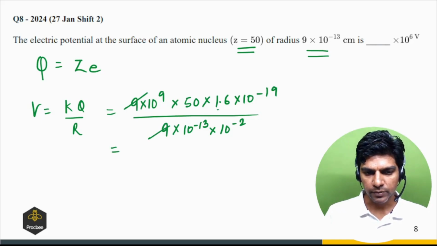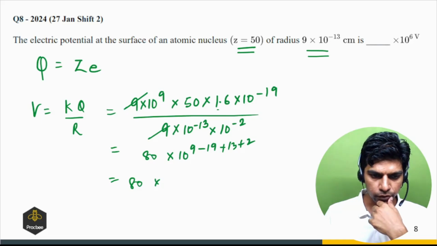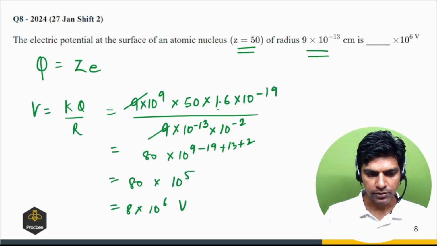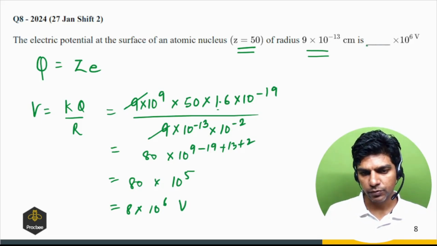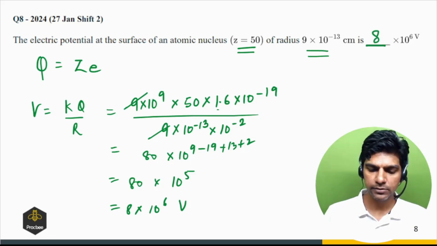So 16 times 5 is 8, so this will be 80. 80 times 10 raised to power 9 minus 19 plus 13 plus 2. So this comes out to be 80, and we have 9 plus 13, 22, 24. So 10 raised to power 5. So it comes out to be 8 into 10 raised to power 6 volts. So we have to fill the blank where the value will be 8. So 8 is the answer.